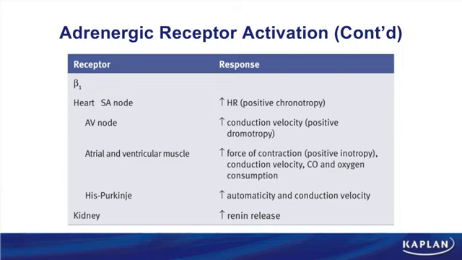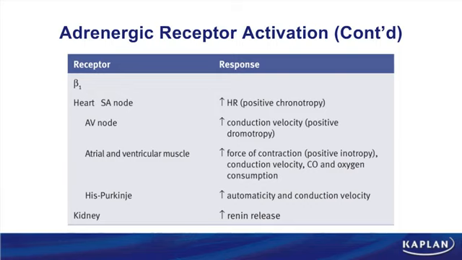When you think about the actions of stimulating beta-1s, we describe the increase in heart rate as a positive chronotropic effect. We describe the increase in conduction velocity as a positive dromotropic effect. We also describe the action on the muscle with the increased force of contraction as a positive inotropic effect. Clearly, a beta blocker would do the opposite, giving you negative chronotropic, dromotropic, and negative inotropic effects if you're using a beta blocker.